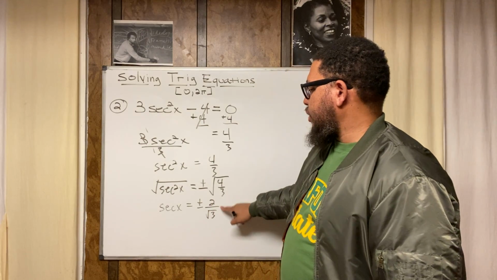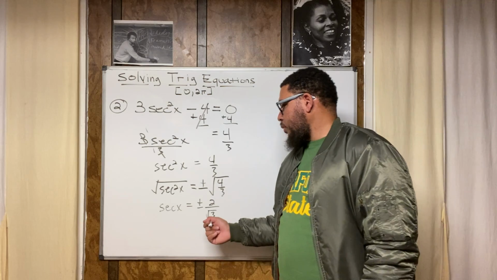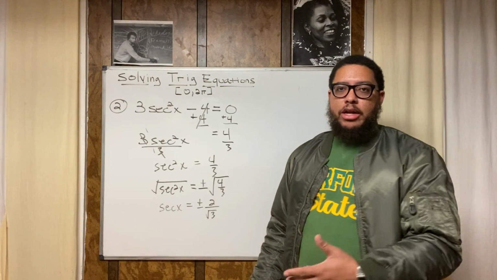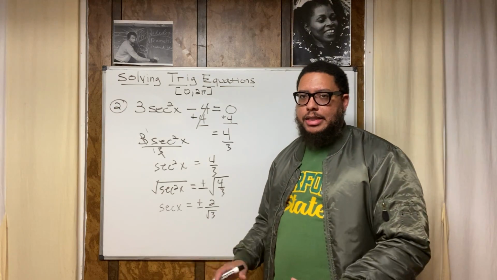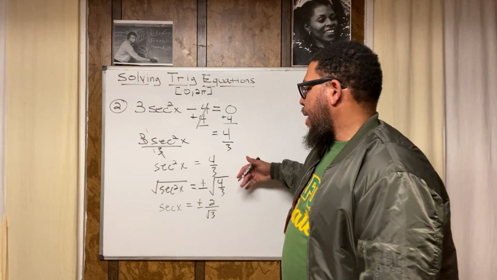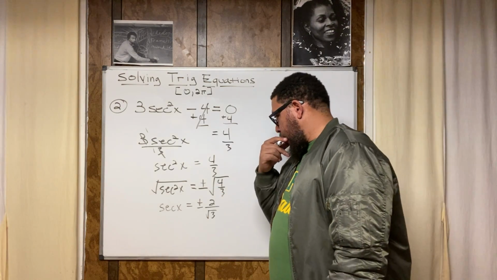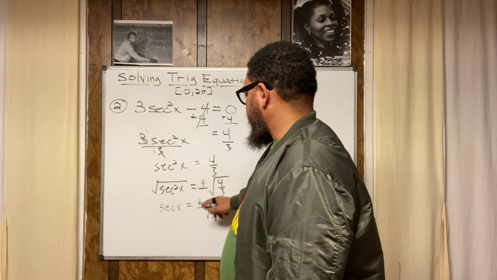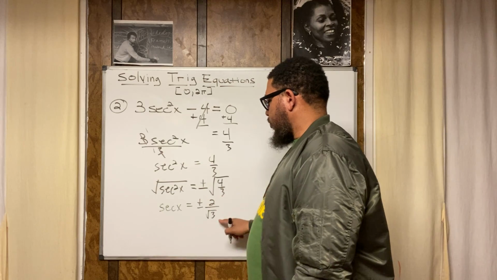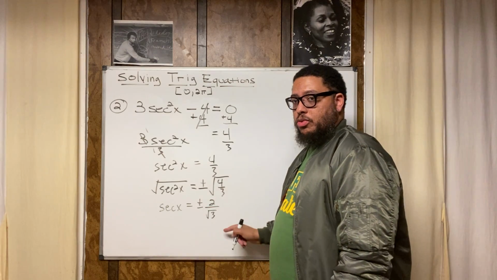Now this is not rationalized because typically we shouldn't have radicals in the denominator of a fraction. That's just not good form. I'm gonna do something about that in a minute though. So here we go. We got secant of x is equal to plus or minus, so positive 2 over root 3 and negative 2 over root 3.